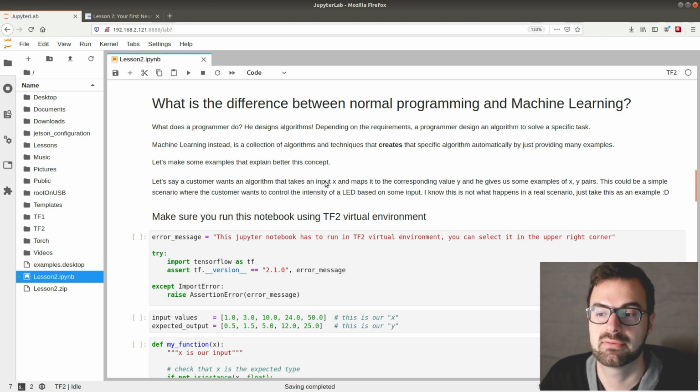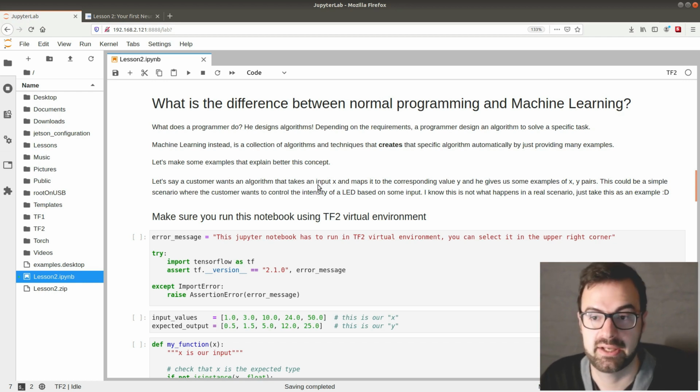So let's make some examples that explain this concept better. Let's say a customer wants an algorithm that takes an input X and maps it to the corresponding value Y, and gives us some examples of XY pairs. This could be a simple scenario where the customer wants to control the intensity of an LED based on some input. Now, I know this is not what happens in a real scenario, but just take it as an example to get started.